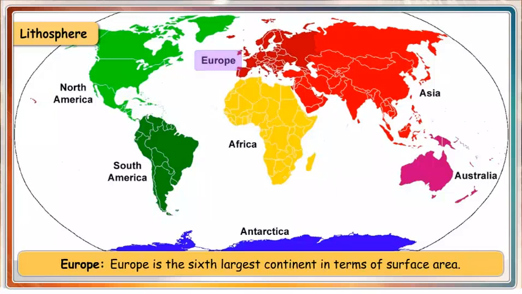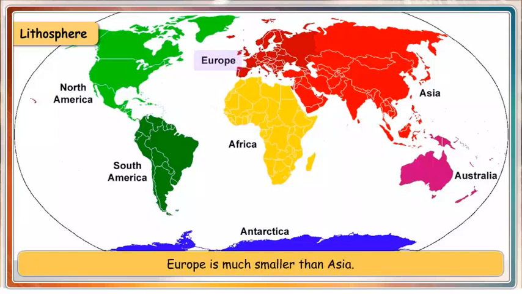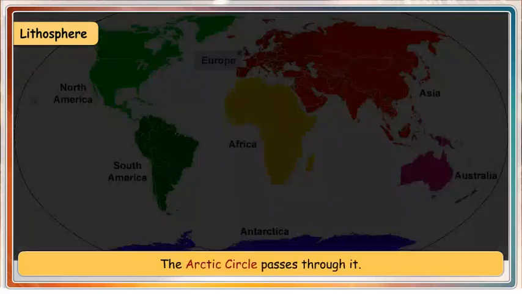Europe. Europe is the 6th largest continent in terms of surface area. It extends from 36 degrees north to 72 degrees north latitudes and from 10 degrees west to 60 degrees east longitudes. Europe is much smaller than Asia. This continent lies to the west of Asia.